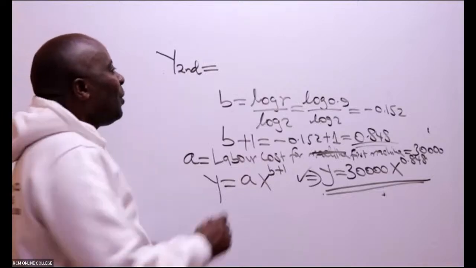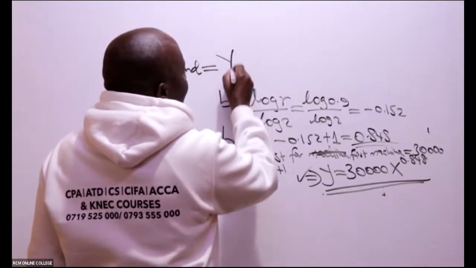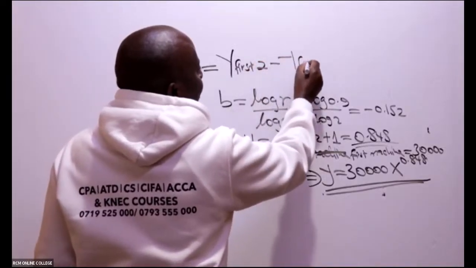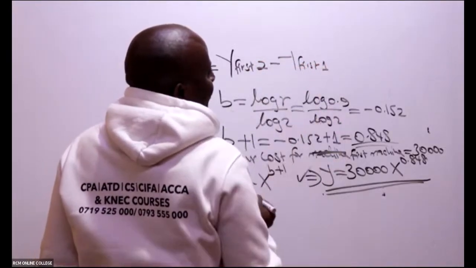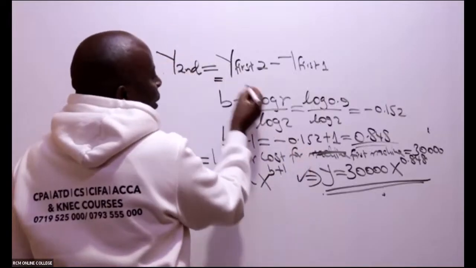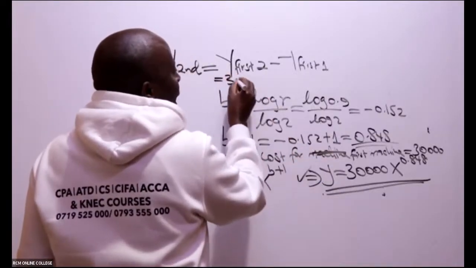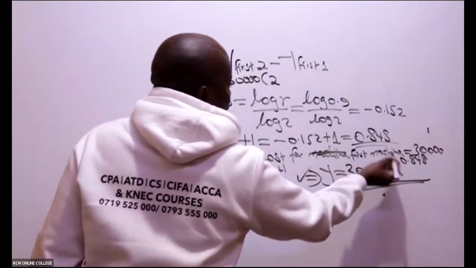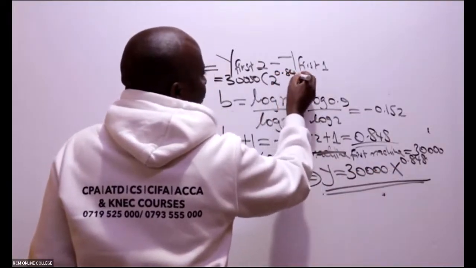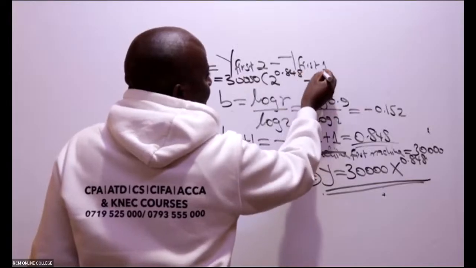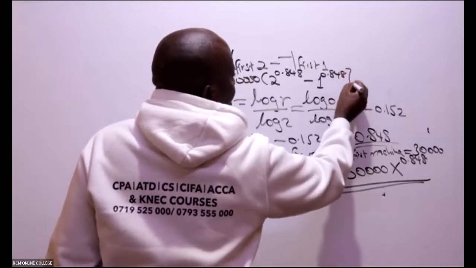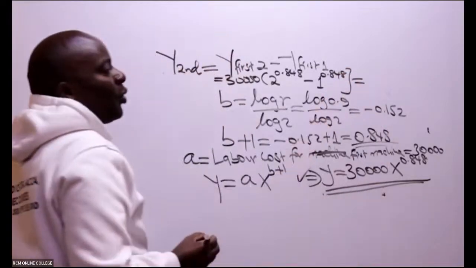So Ck has told me, Mwalimu, this one is easy. Come and say Y first 2 minus Y first 1. Once you have done that, you have your equation here. Put A outside: 30,000 into 2 raised to 0.848 minus 1 raised to 0.848. So please go ahead and give me this labor cost.